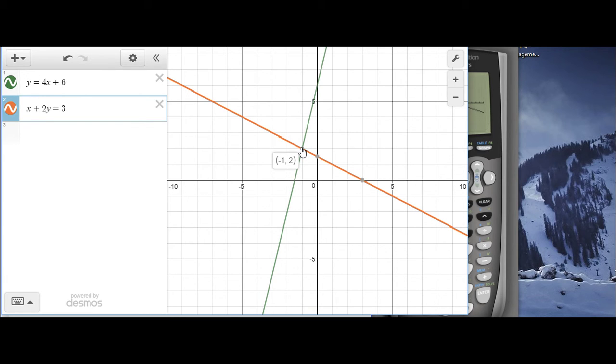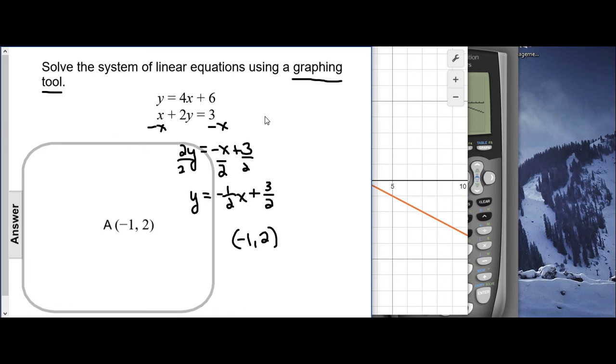So whether you use the graphing calculator or Desmos, the solution is still going to be negative 1, 2, which is answer choice A.